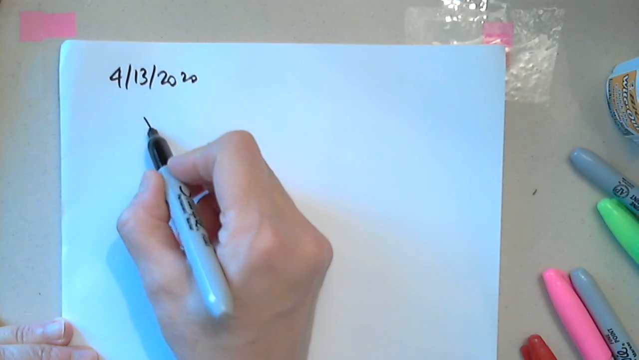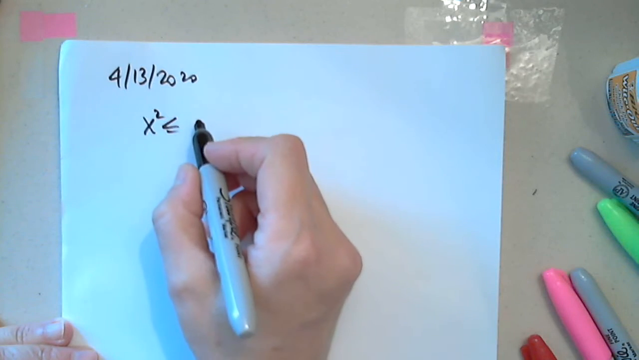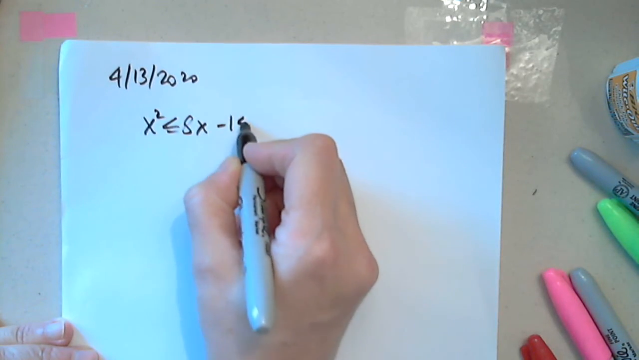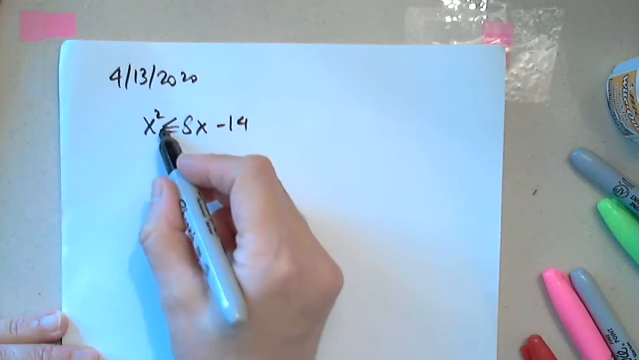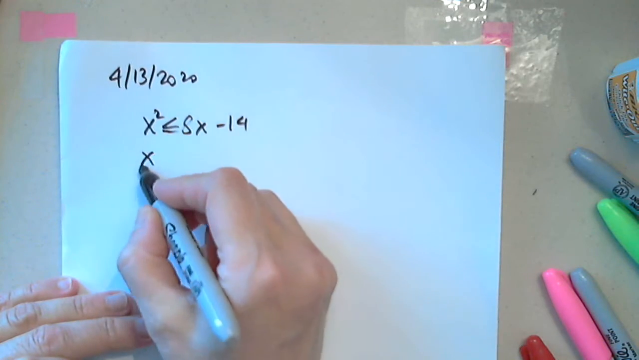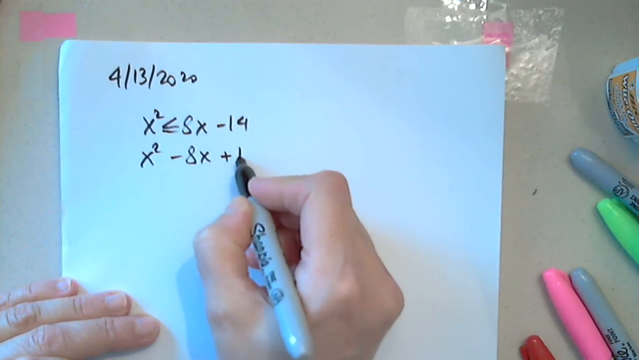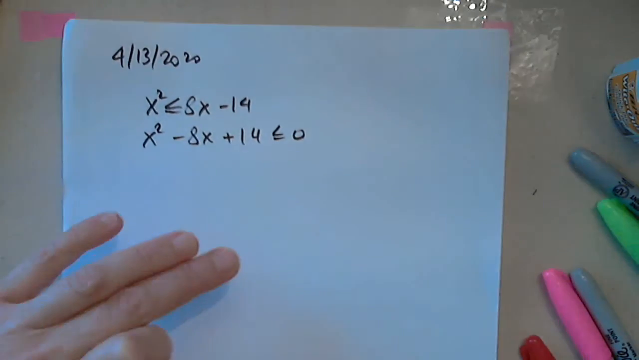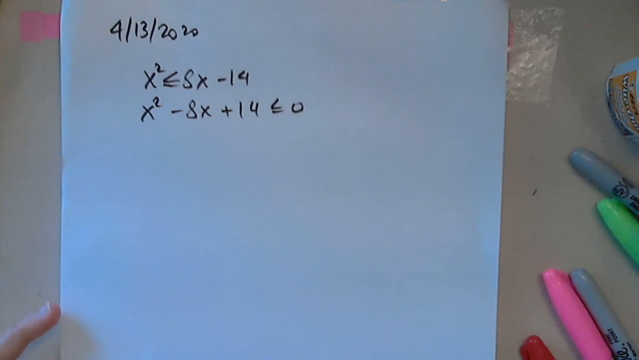It's x squared less than or equal to 8x minus 14. And we just got to find the solution set. Excellent. So obviously it's required to move everything to one side and have 0 on the other, assuming you're using the method I presented last time.